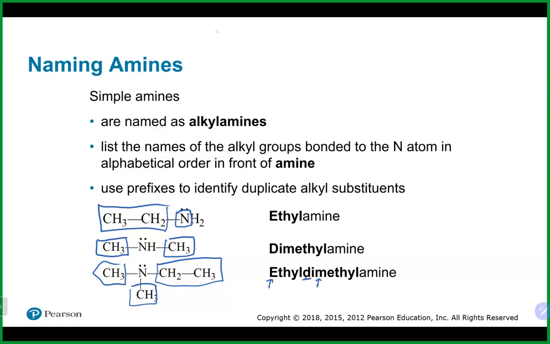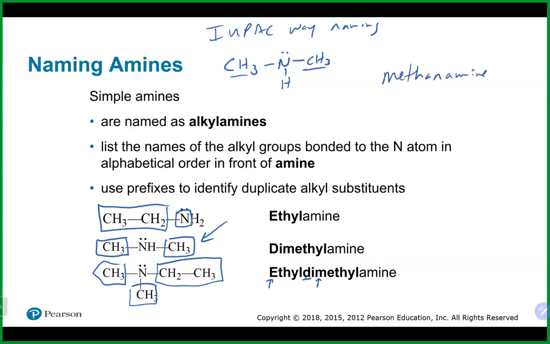Now, the more IUPAC way of naming it, the more official way, especially with secondary and tertiary amines, is something you may sometimes see written. For example, we'll take a look at this one here. The IUPAC way of naming is you take the longest carbon chain that's attached to the nitrogen. In this case, they're both the same. And you call it methane, you drop the E, and you put amine at the end.